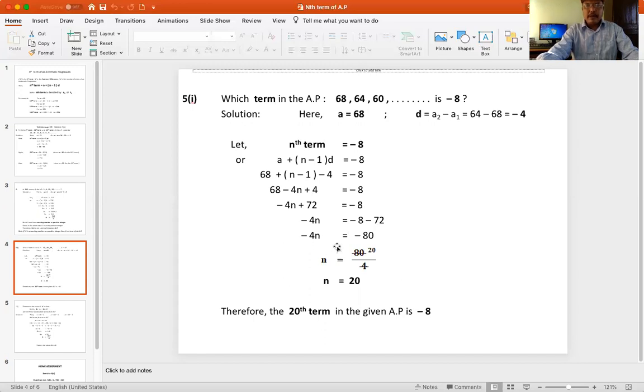So we have minus 4n is equal to, now minus 8 and minus 72, we have minus 80. Minus and minus get cancelled, so therefore n is equal to 80 divided by 4. Now 4 times 20 is 80, so therefore n is equal to 20. So the 20th term in the given AP is minus 8, which means first term is 68, second term is 64, third term is 60, and so on. And we will find that this minus 8 is the 20th term.